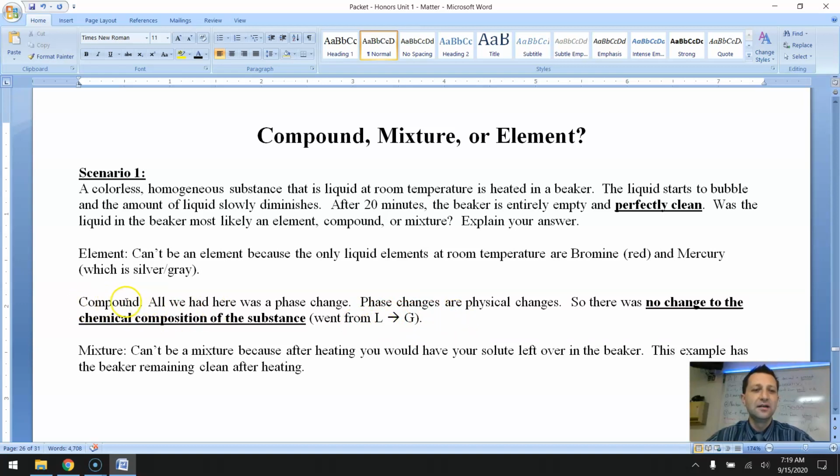So it has to be a compound, because it obviously can't be an element because of the colors. It can't be a mixture because nothing was separated. So that helps us identify what it was here. We tried this physical method of separation and it didn't work. The compound remained in the compound form. It just was a different state of matter, liquid to gas. All right, that's really about it, guys.